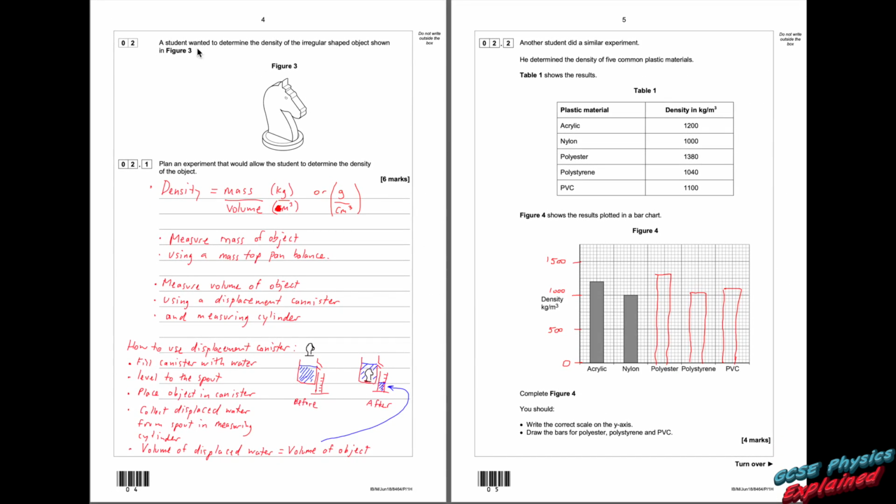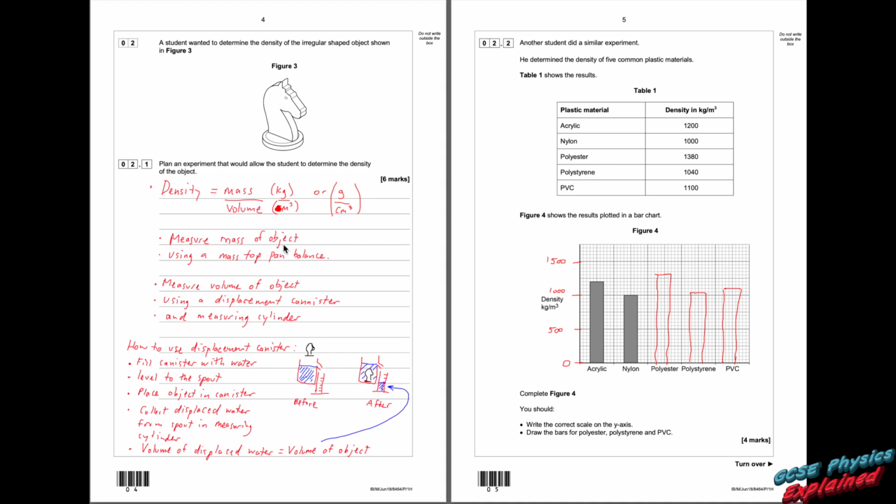Question 2. The student wanted to determine the density of the irregular shaped object shown in figure 3. So irregular just means it's a very odd shape. Part 1. Plan an experiment that would allow the student to determine the density of the object. So I've got a nice video that'll explain how to do this. Click the link. But basically, to get the density, we need to find the mass and divide it by the volume.